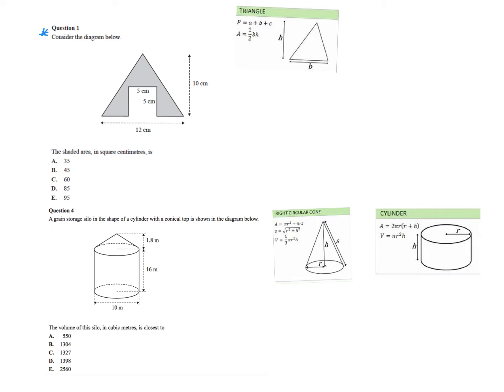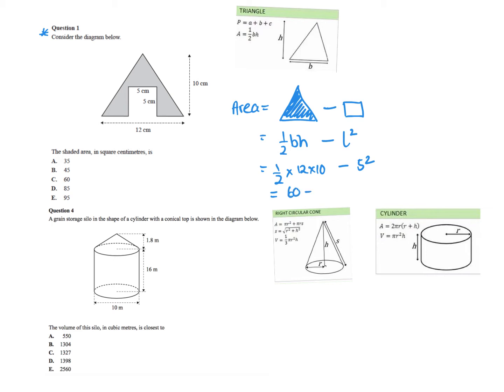Find the area of the shaded area. So really you've got, the area is going to equal, if you had the area of the full triangle, and you minused the area of the square. So a triangle's formula is half base times height, and a square is length squared. So if I type all them in, it'd be a half 12 times 10 minus 5 squared. So we get, what's that, 60 minus 25, which is equal to 35. Okay, so that one's question 1, pretty easy.